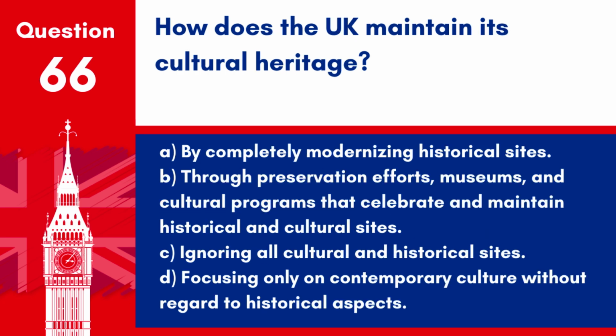Question 66. How does the UK maintain its cultural heritage? A. By completely modernising historical sites. B. Through preservation efforts, museums, and cultural programmes that celebrate and maintain historical and cultural sites. C. Ignoring all cultural and historical sites. D. Focusing only on contemporary culture without regard to historical aspects.